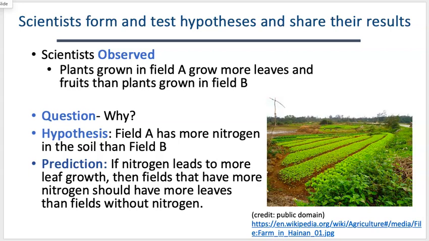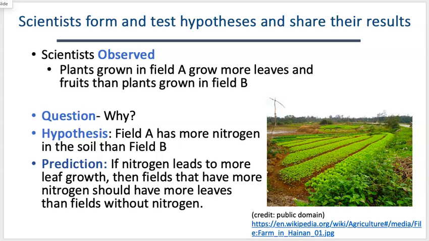So the next step, after making that observation, is to develop a question. The question might be, why are the plants grown in field A so much healthier, quote unquote? Why do they have more leaves? Why do they have more fruits than those grown in field B? Once you've developed your scientific question, the next thing we need to do is to generate a hypothesis.